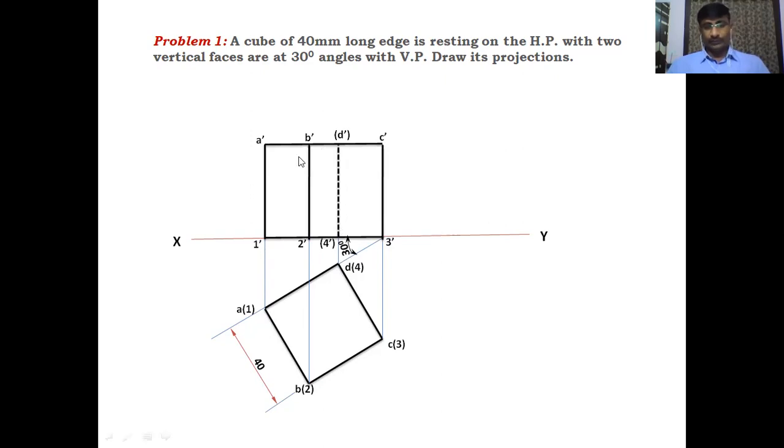Clear? This is the cube. The dimension of the cube is 40 height and 40 side. Every side is 40. Clear? This is the first problem, a simple solid position. This is the front view and this is the top view. The front view is above xy and below xy is the top view.